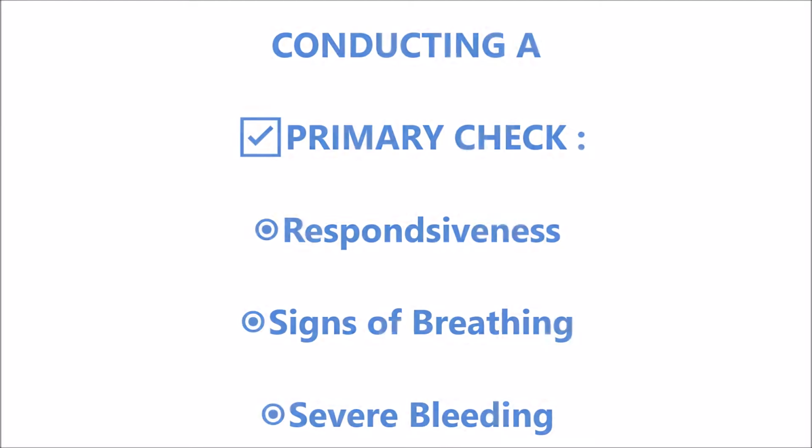Today I will be showing you a quick tutorial on how to perform a primary and secondary physical assessment on a victim that is in an accident situation, could be on the pitch. The primary check then begins. This step involves checking for the following: responsiveness, breathing, and severe bleeding.